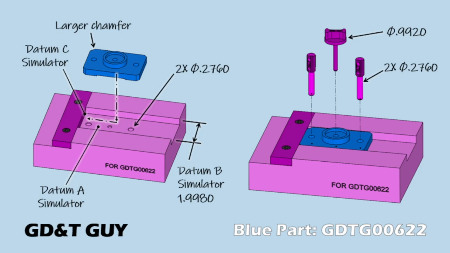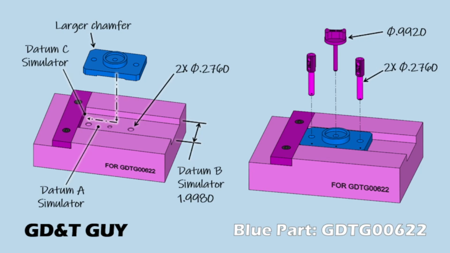So in this one, we have a datum A simulator, which is the flat surface, a datum B simulator, which is the width of the groove, and a datum C simulator, which is a special surface on the left there. And what we're meant to do is like we see on the image on the left. We insert our part into the groove and then slide it over until it makes a single point of contact on the datum C simulator.